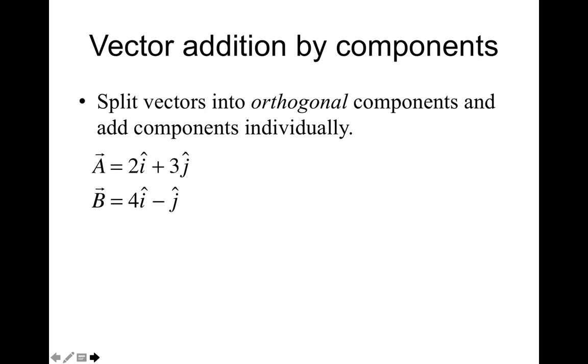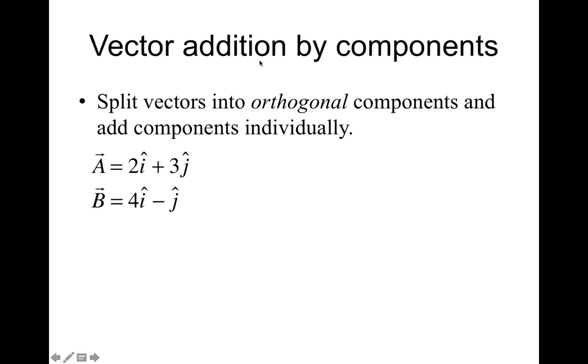So for example, take a look at this. A has 2 components in the X direction and 3 components in the Y. B has 4 components in the X and -1 component in the Y. If I need to add A and B together, what do I get? So the final vector A plus B has how many components in the X direction? If A has 2 and B has 4, yes, 6. Very good.